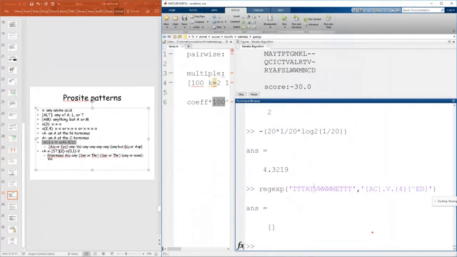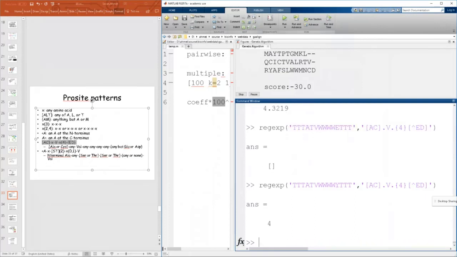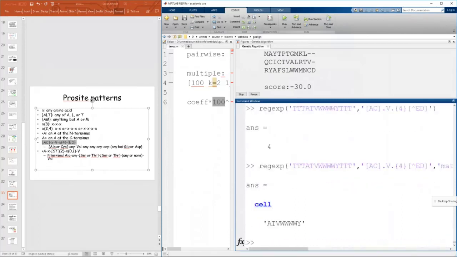Let me just confirm this. There's one candidate here, so A matches that. Any character, T, matches that. V should match V. 4 of that should match that portion. And there's an E here which conflicts with the description of not an E or a D. Okay, so if I were to change that E to something else, let's say Y, now it would match. It says there's a match at the 4th position. Let's show the match. That's where it matches.